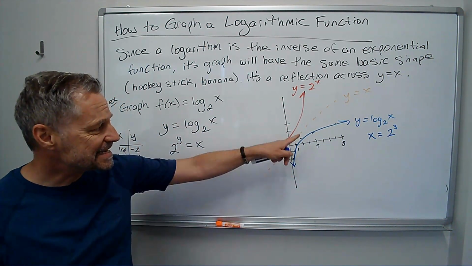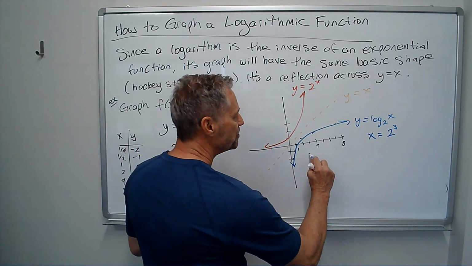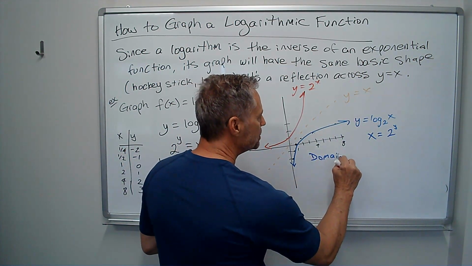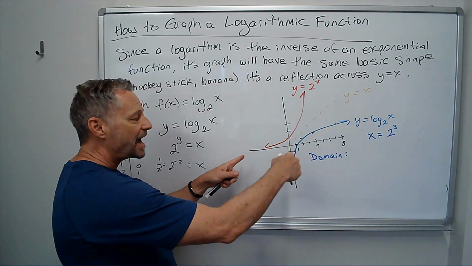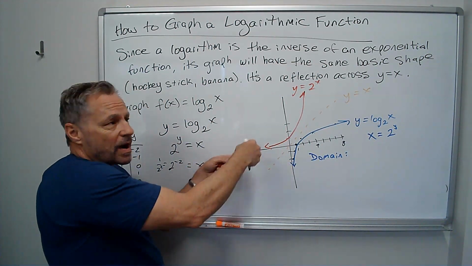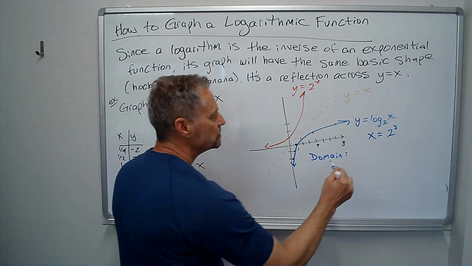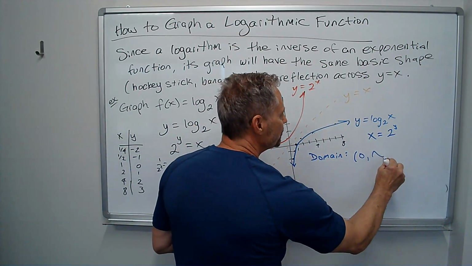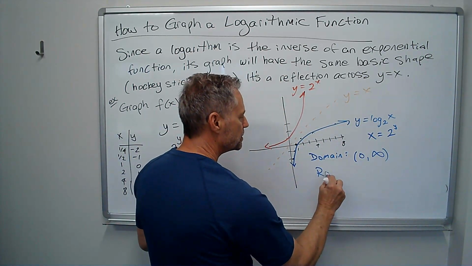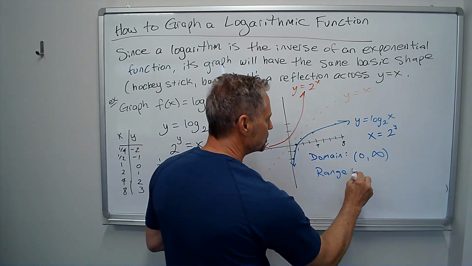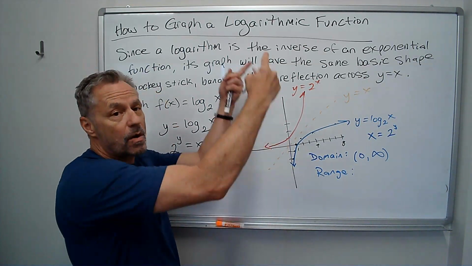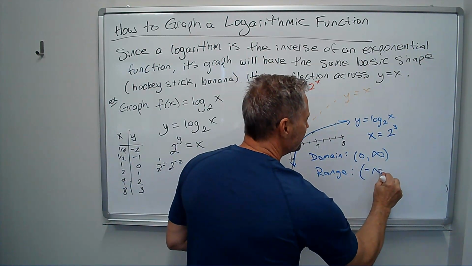That's the idea. Notice for this one, the basic domain is, I get stopped. I never quite make it to x equals 0. So it's going to be 0 to infinity. And my range, I go down forever, I go up forever. Negative infinity to infinity.